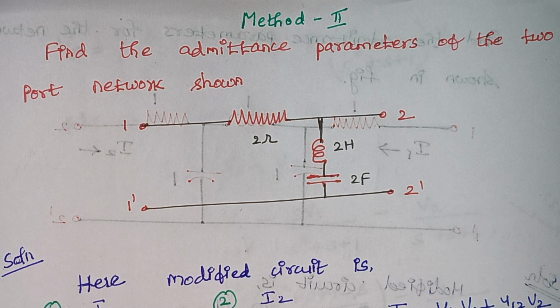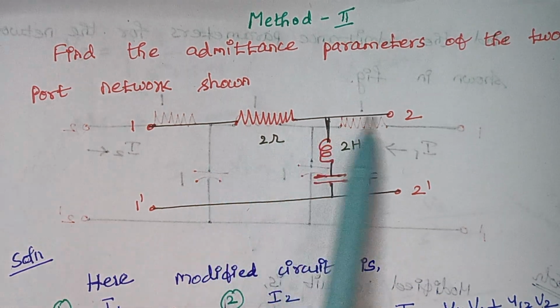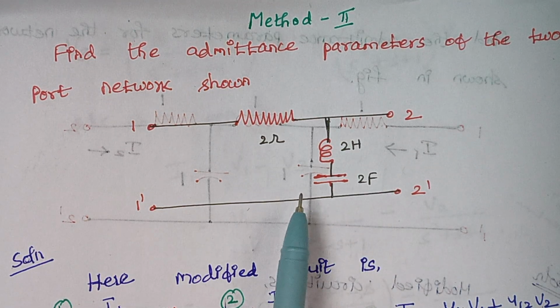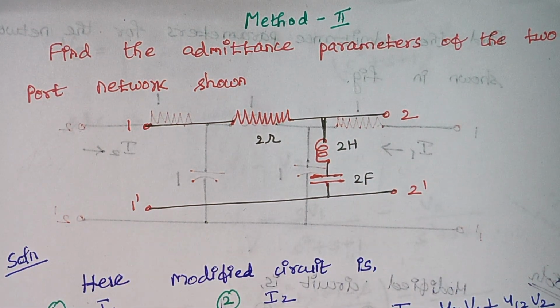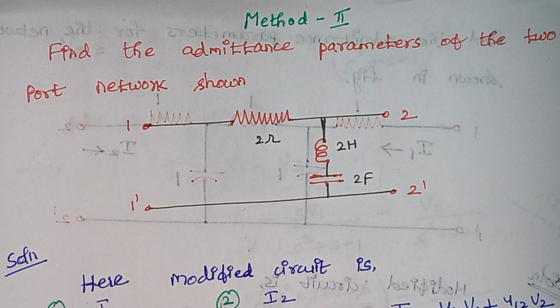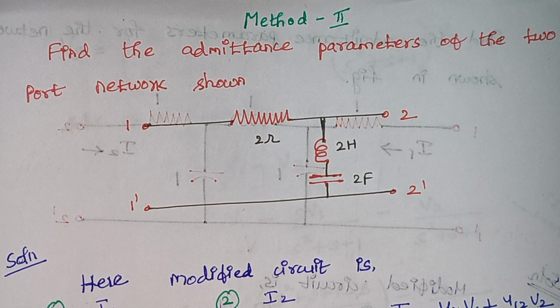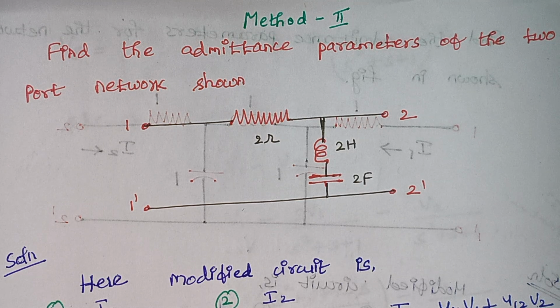So this is another method of solving the same problem. Here this is the given network. We are asked to find the admittance parameters. Now we are going to solve this circuit by using the nodal method. Previously, we had solved by using the normal method, that is by short circuiting the input port, we find two parameters, and short circuiting the output port, we find the remaining two parameters. But here, we are going to find the values of the same parameters by using the nodal method.